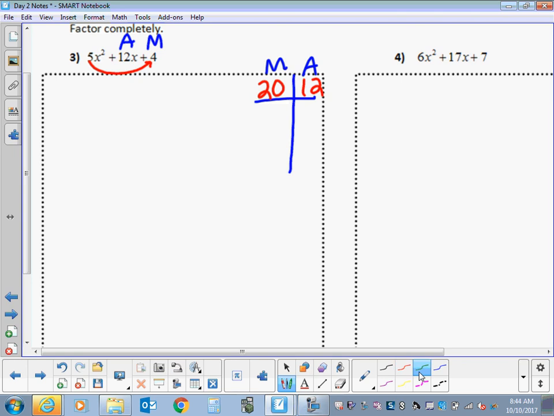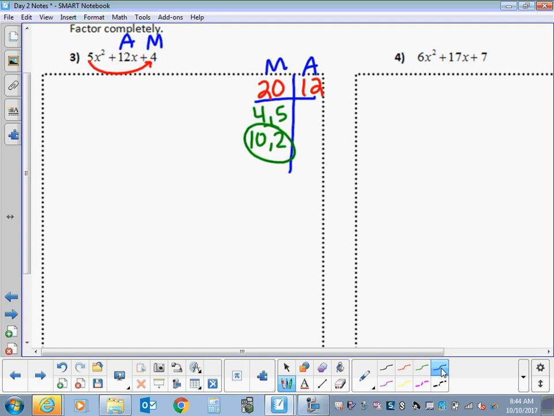Alright, can I skip over 1 and 20? I'm not even going to write those factors down because if I add them, I'll never get 12. So let's do 4 and 5. Does that work? Nope. 10 and 2. If I multiply 10 and 2, I get 20. If I add, I get 12. Those are my factors. Normally I go down the line, 1 and 20, 2 and 10, 4 and 5, but as long as you get there.